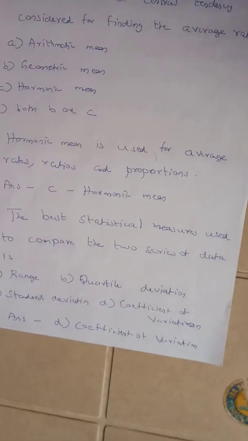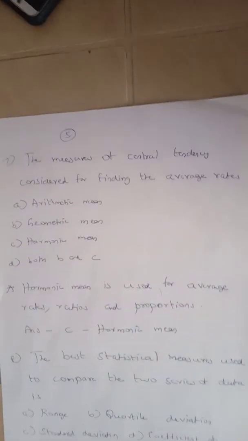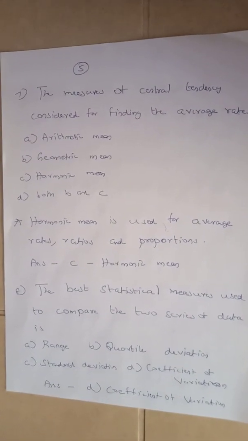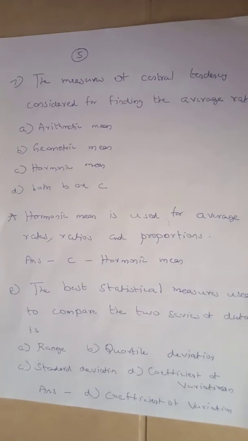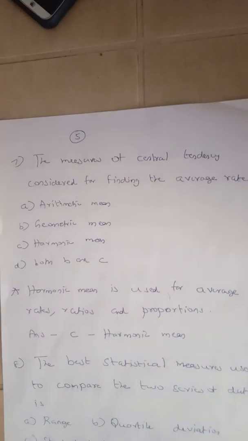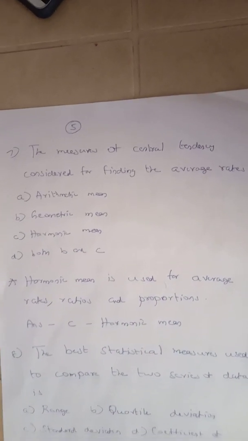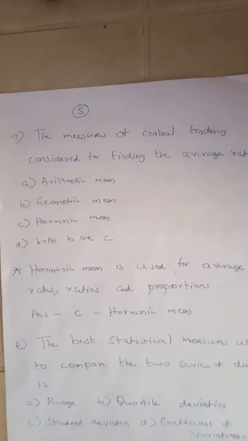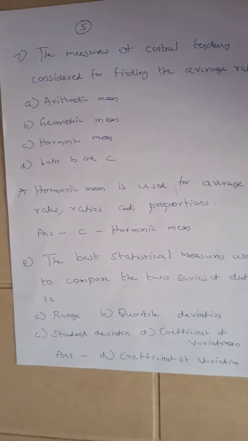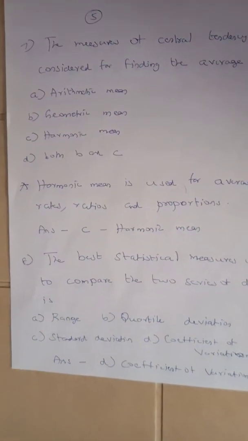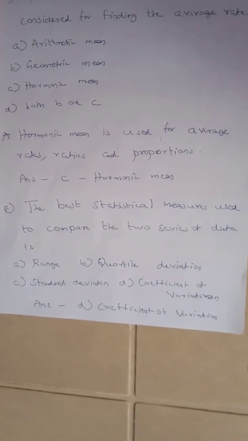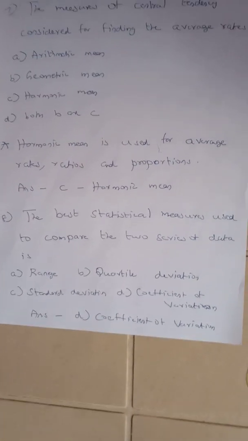Question number 7. The measures of central tendency considered for finding the average rates. Option A arithmetic mean, option B geometric mean, option C harmonic mean, option D both B and C. So the measures of central tendency which is used for finding the average rates or ratios or proportions is harmonic mean. So the correct answer is option C harmonic mean. So harmonic mean is used for finding average rates, ratios and proportions. We can move to question number 8.